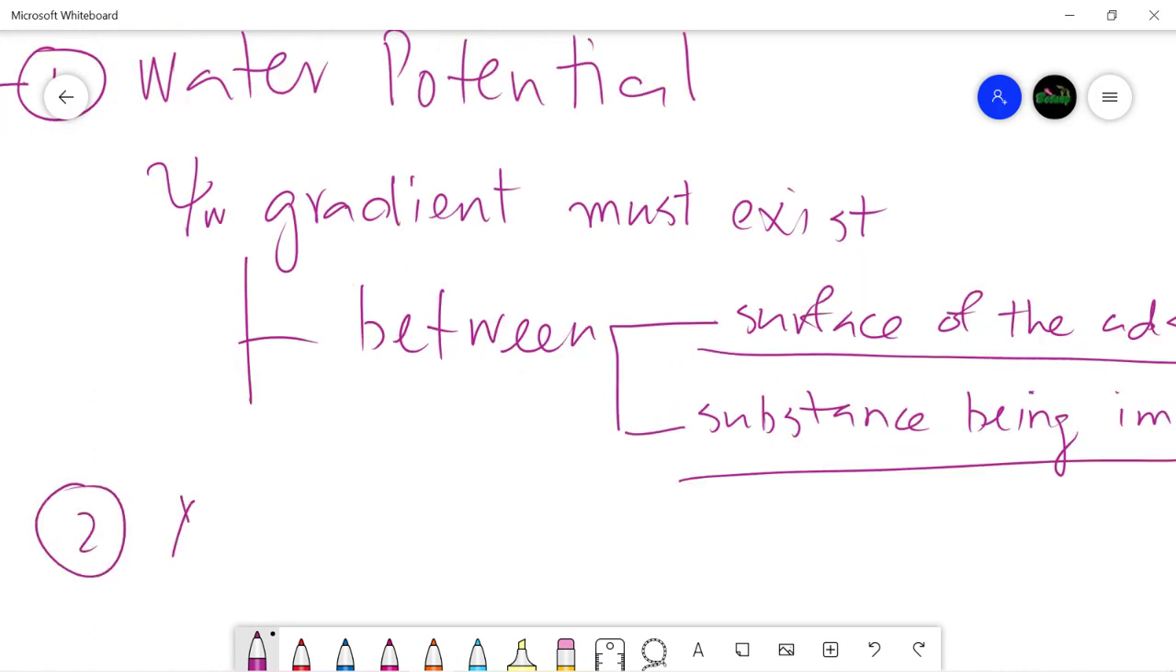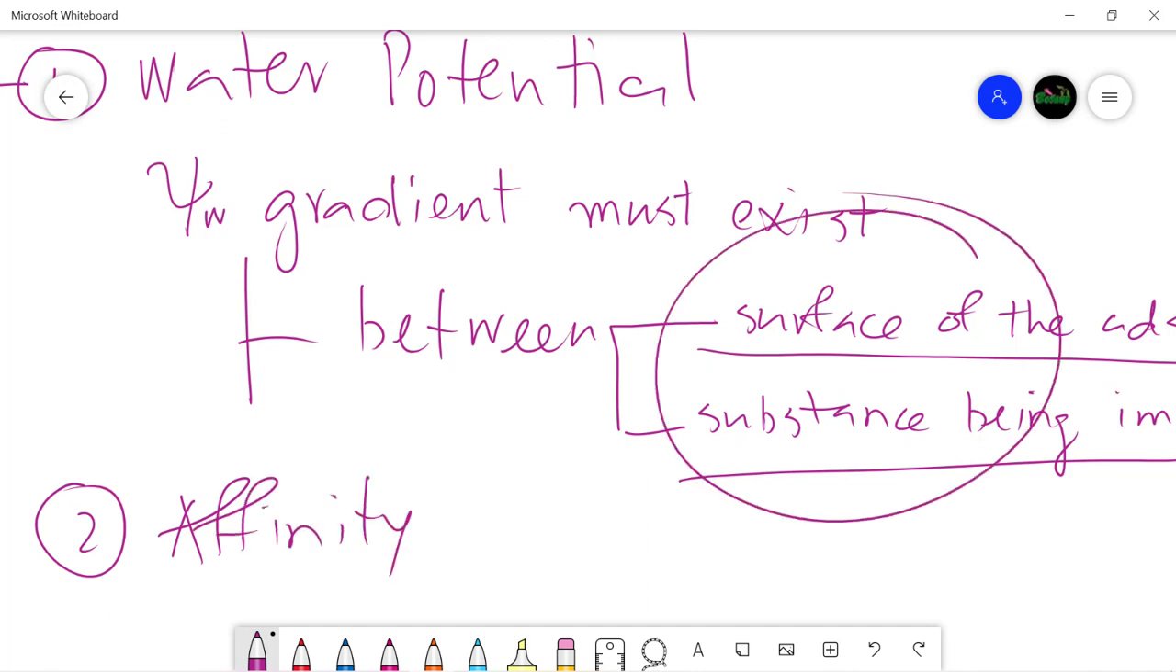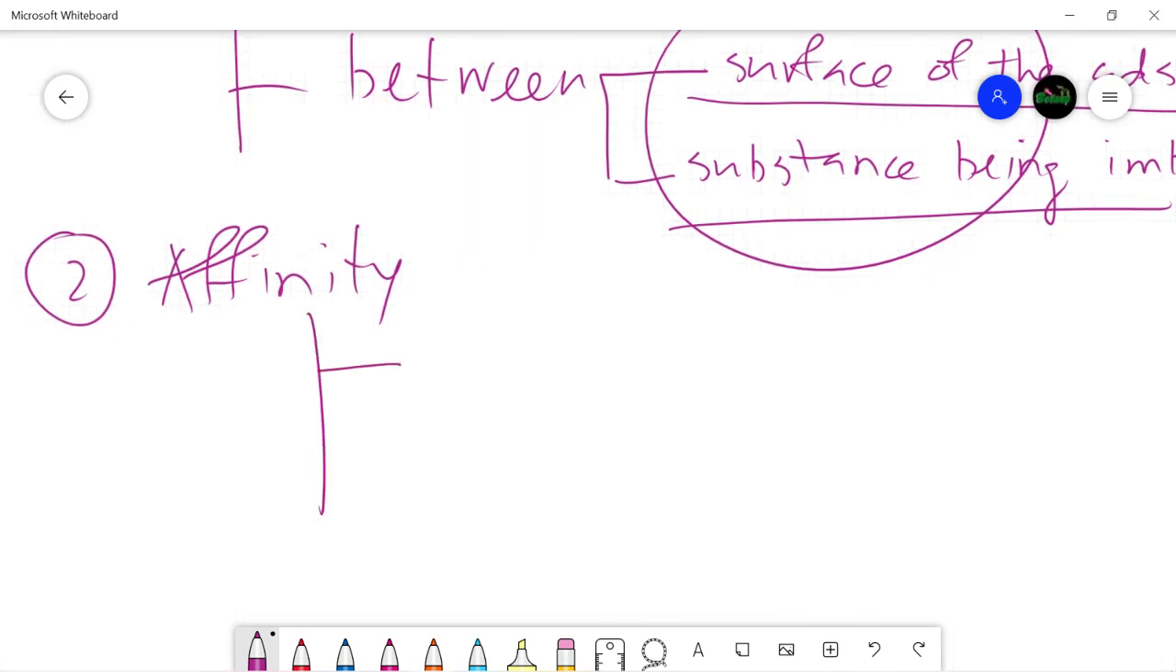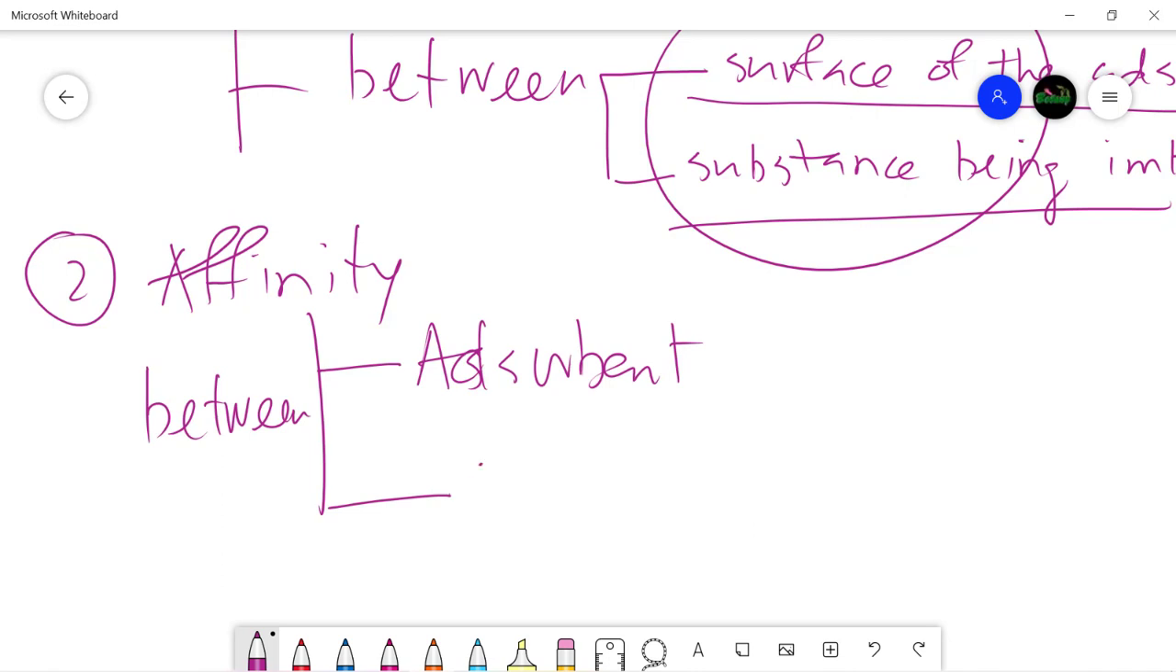The second condition is affinity, and again the affinity is between the adsorbent, or the imbibant, and the substance being imbibed. If there is no affinity between these two substances, then obviously it is very difficult for imbibation to take place. So there must be affinity between the adsorbent and the substance which is being imbibed.